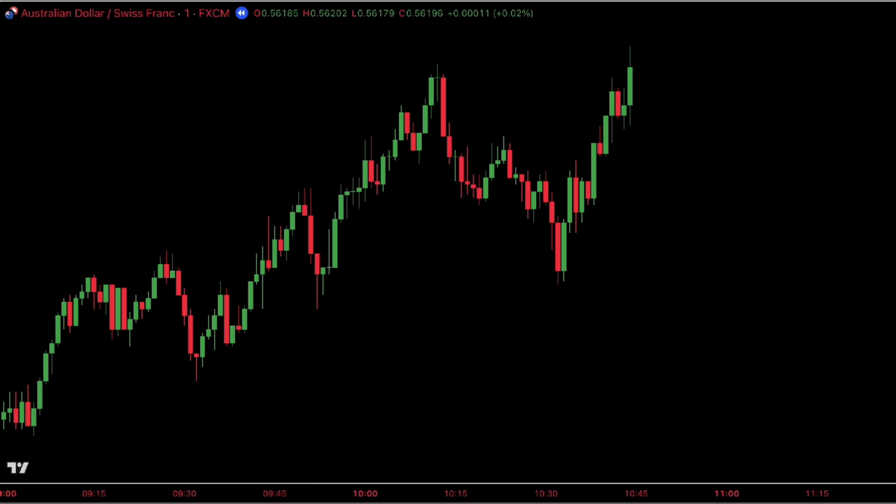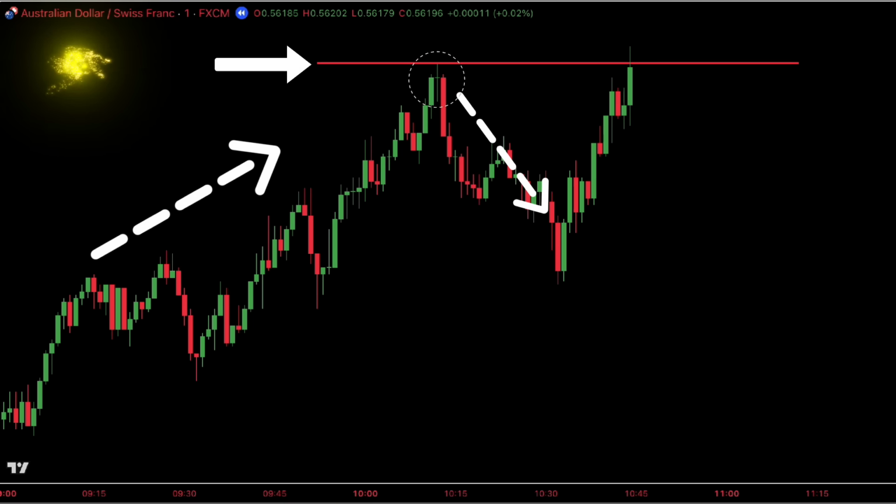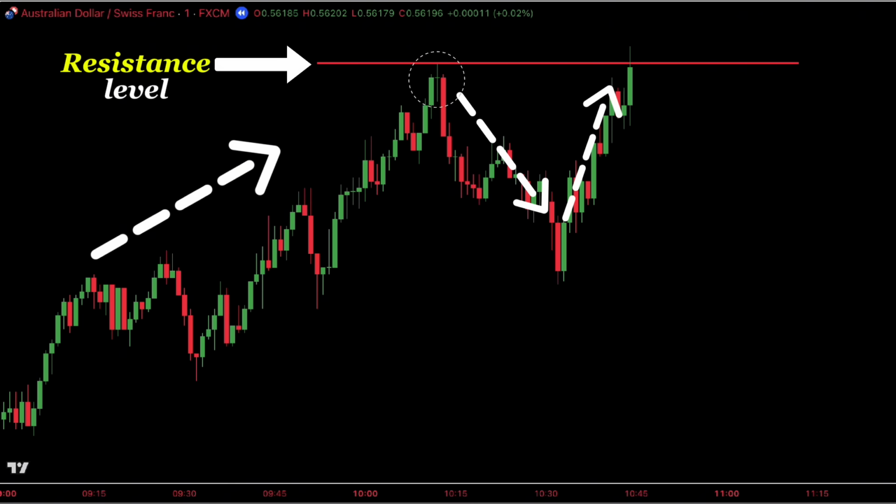Look at this chart example of the Australian dollar versus Swiss franc on the 1-minute chart. As you can see, the market was trending up, which means buyers were in control. The market then reached this area and reversed, creating a resistance level. After that, price retraced back toward the same resistance level. Now look at what happened next. As soon as the market reached the resistance level again, it got rejected. There is something important you should pay attention to here.